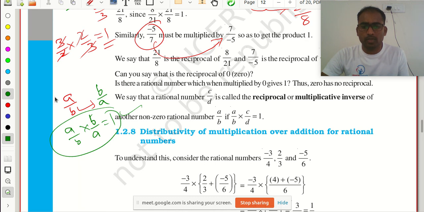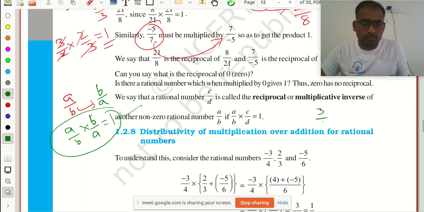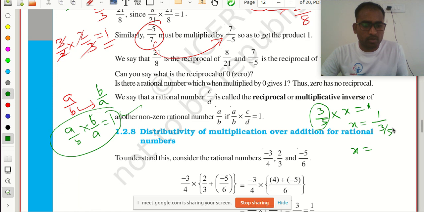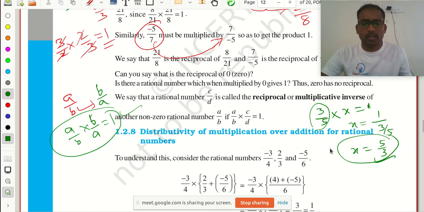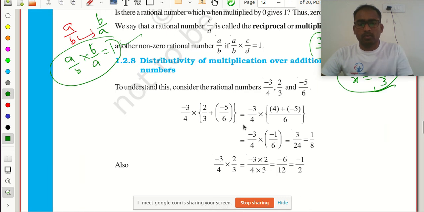Okay. So this is how to calculate the reciprocal. Suppose I need to calculate a reciprocal. I don't know it. Suppose 3 by 5 multiplied with x should be 1. Then x is equal to 1 divided by 3 by 5. Here it is multiplying, now it will become a division. So x is equal to, this 5 will go up, 5 by 3. Clear?